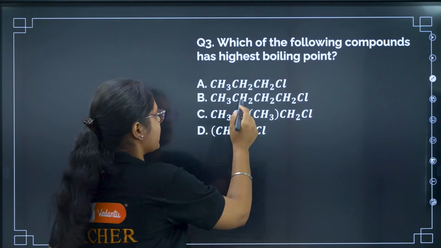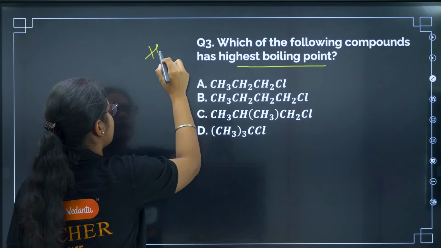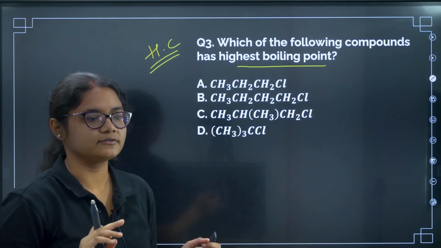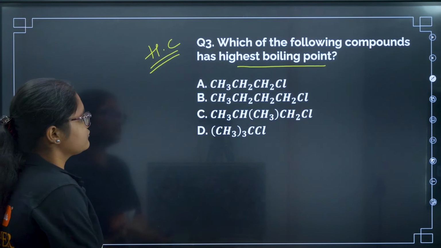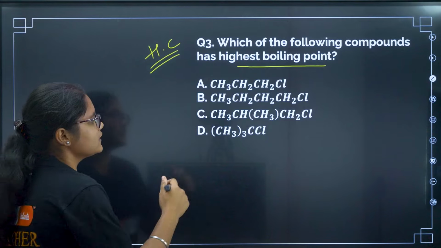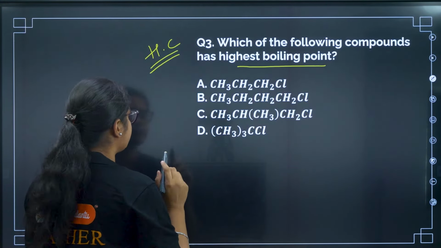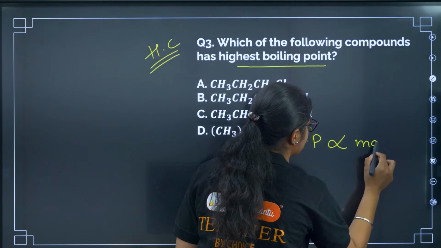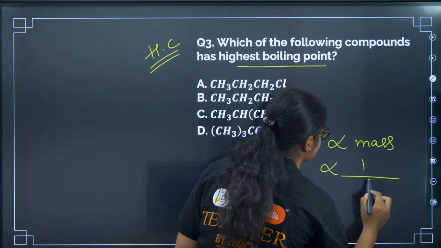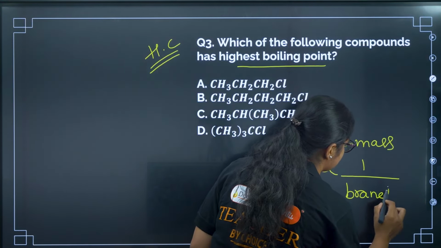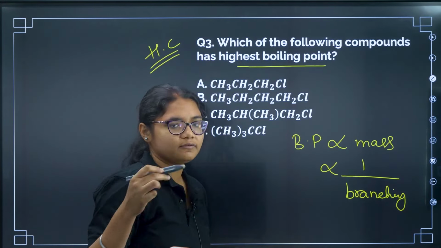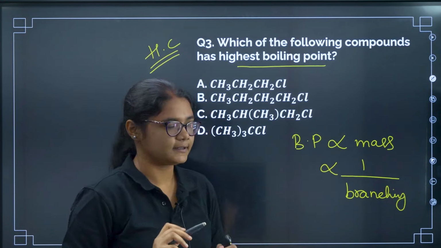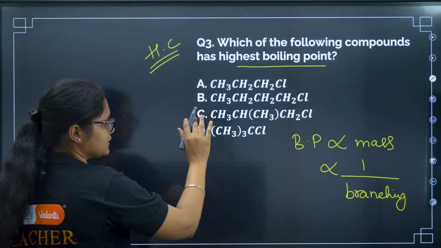Next. Okay, again highest boiling point. This question is from hydrocarbon chapter. First year topics these are. So you have to just know the basic things of this first year chapters. So first of all, which of the following has the highest boiling point? So we know for boiling point there are two factors. Okay, boiling point is directly proportional to mass and is inversely proportional to branching. Means if the mass is more, boiling point will keep on increasing, and if branching is increasing, then boiling point will keep on decreasing. So now you can see there is no branching in these compounds.